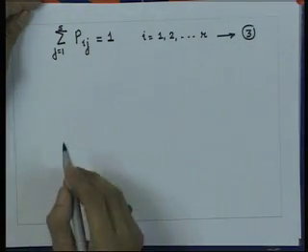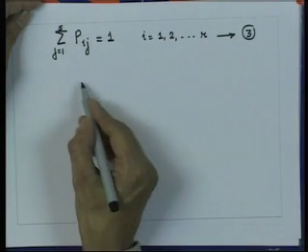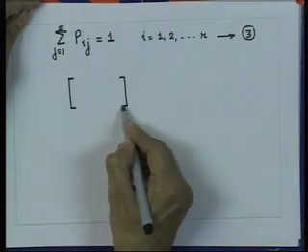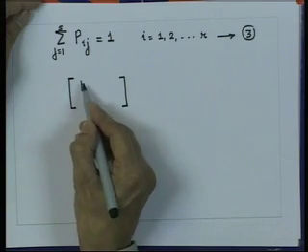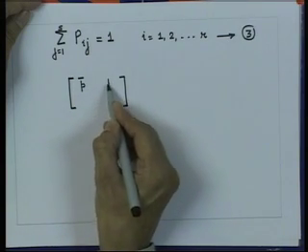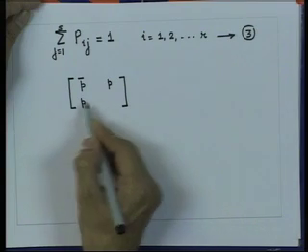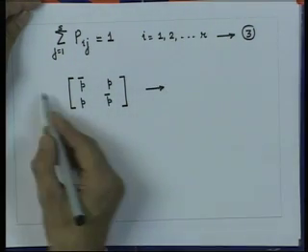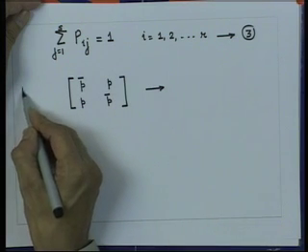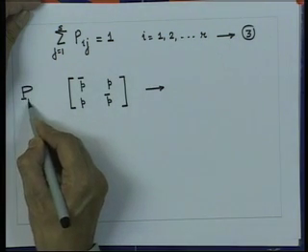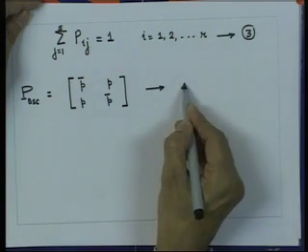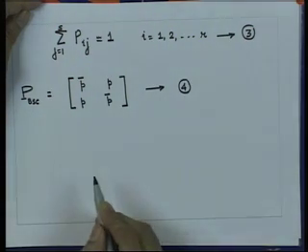Now, the channel matrix of the binary symmetric channel will be simply a 2 by 2 matrix with the entries given as P bar, P, P and P bar. So, this will be the channel matrix for the binary symmetric channel.